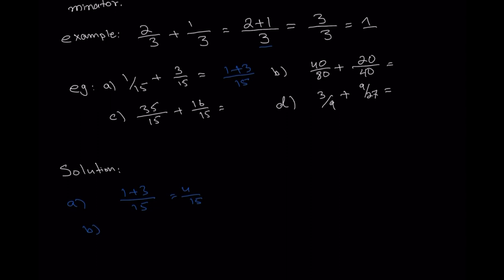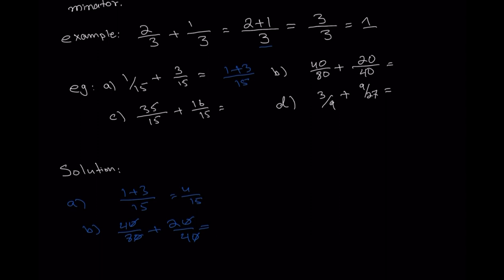Now let's solve number B. So 40/80 plus 20/40. Add this one. We can reduce these fractions simply. The numerator and denominator can simplify. 0 goes with 0, 0 goes with 0 right here. So the new fraction will be 4/8 plus 2/4.